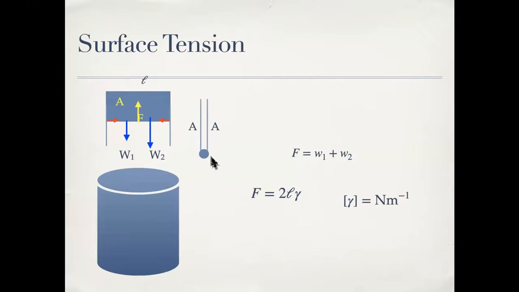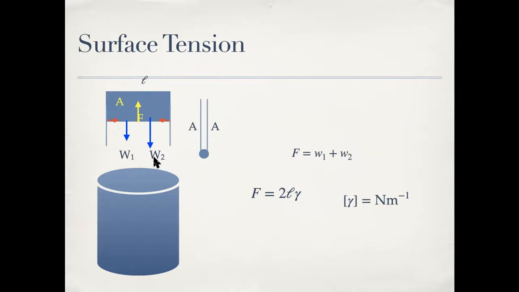If you look from the side, this is the lower part of our frame, which has a certain thickness. And there are two layers of the liquid which fill up that frame. The area here is denoted by A. This movable wire has a certain weight, and it doesn't fall down. What does that mean? That means that there must be a force acting on it upwards, which holds it in a given shape.